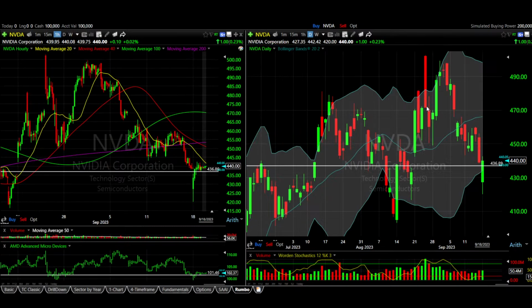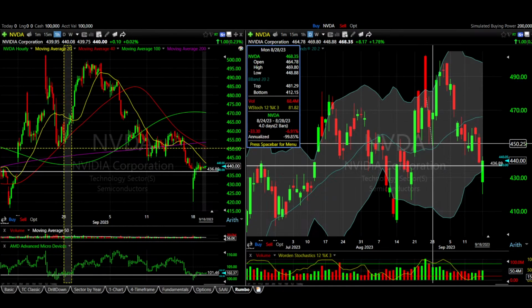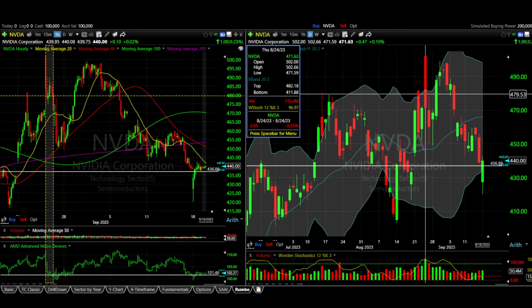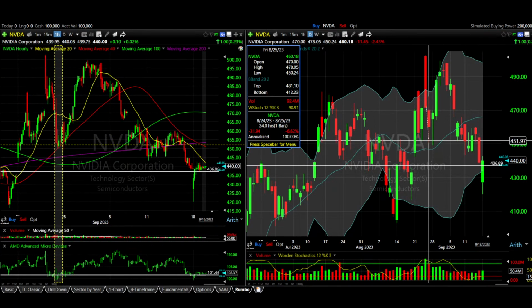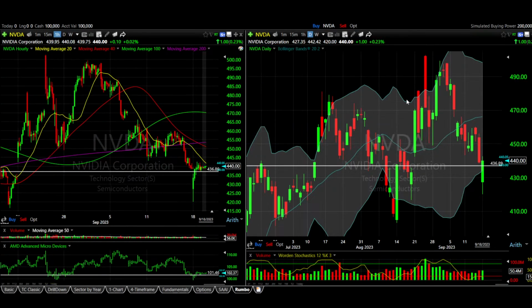And then as you can see, it gets a red candle and it nearly goes all the way down. It goes from 480 to 450, which is about a 30-point put. Again, these are massive moves for NVIDIA, and you can tell just using the Bollinger Bands.